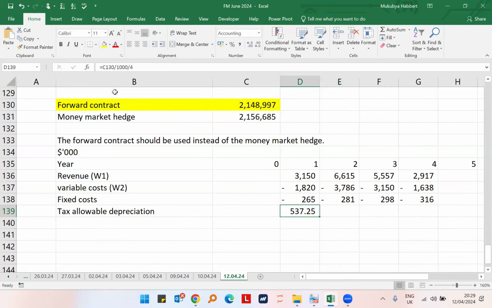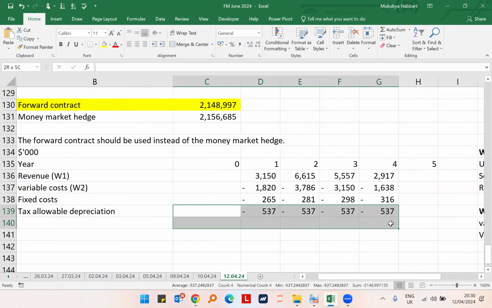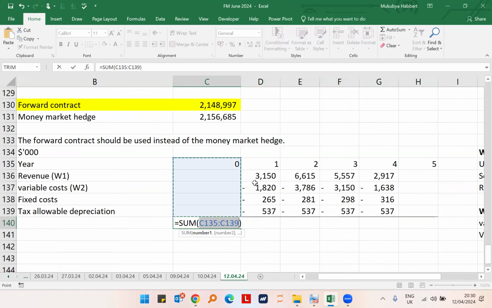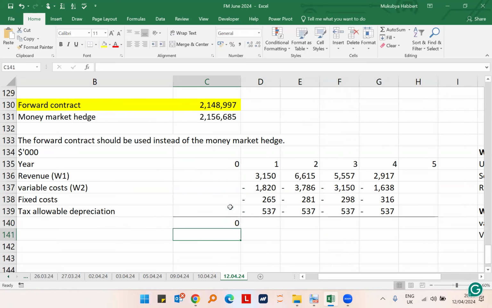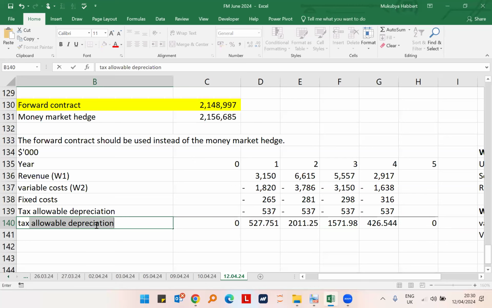And then we want it to be minus. I'm going to fix this one so that I can drag the formula. So that's the depreciation. So from here now, I can get my taxable cash flows. These are my taxable cash flows.